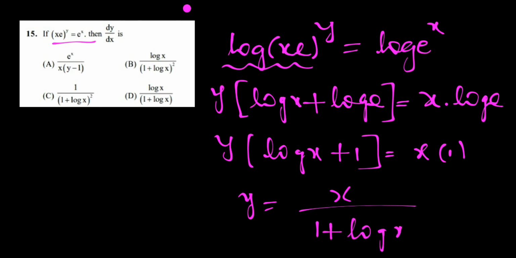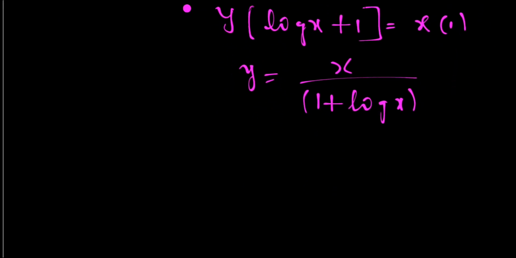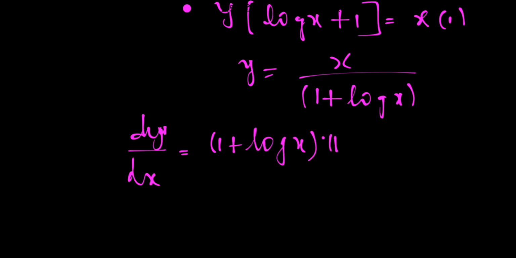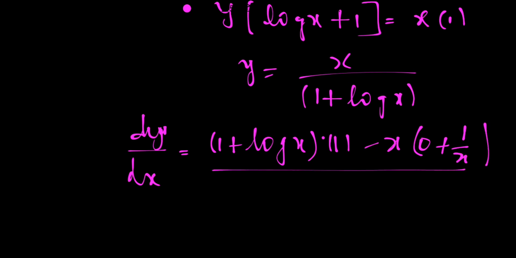So now what we need? We need dy by dx value. So dy by dx is equal to, u by v formula I'll apply. V into u dash, x dash is 1, minus x into derivation of numerator is 0 plus 1 by x, divided by 1 plus log x whole square.